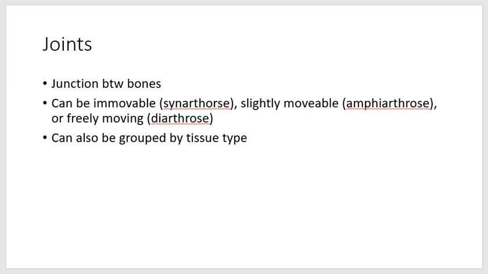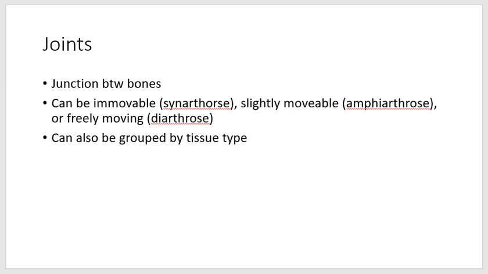And then you have slightly movable or amphiarthros. Amphi, if you know anything that starts with the prefix amphi, like amphibian, it's between two worlds, right? It lives on the land and in the water. And so your amphiarthros joints are going to kind of be like synarthros joints, but they're also going to kind of be like diarthros joints or your free moving joints.